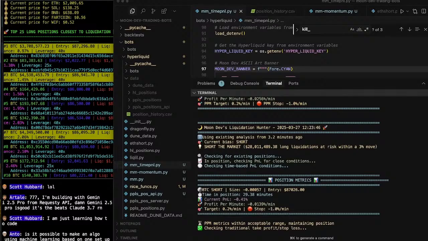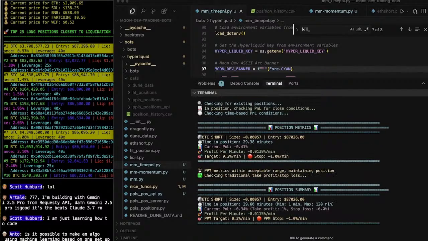Okay, dude. So I'm just waiting on this to exit, pretty much. I should just change it up a little bit, just to make sure it works. Current P&L is 0.34 negative.